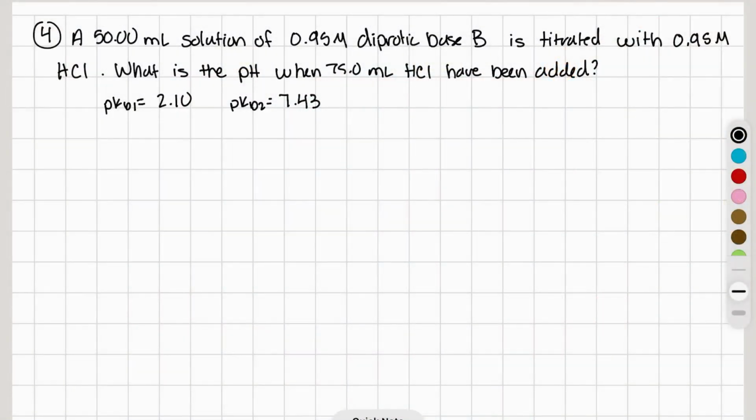All I want to work is problem number 4 from those review cards. So we're asked: a 50 milliliter solution of 0.95 molar diprotic base B is titrated with 0.95 molar HCl, and then what is the pH when 75 milliliters have been added?